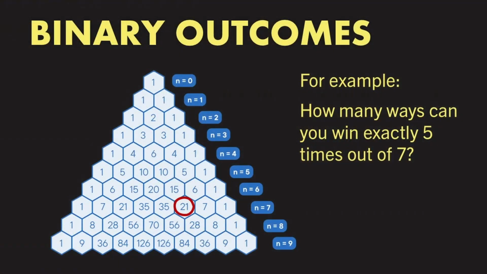Then first I need to go to row 7, and there I need to start from the left and count to 5. Where I land is my number, and in this case I land on 21, which means that there are 21 ways of winning 5 times if you play 7 of them.